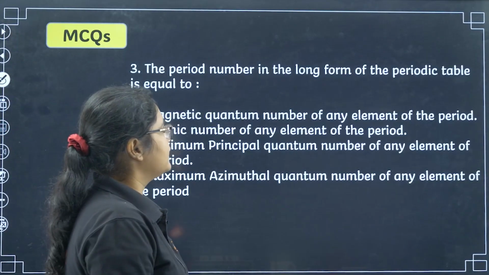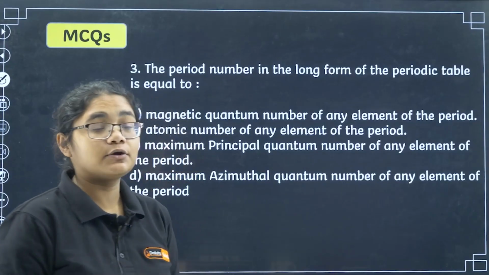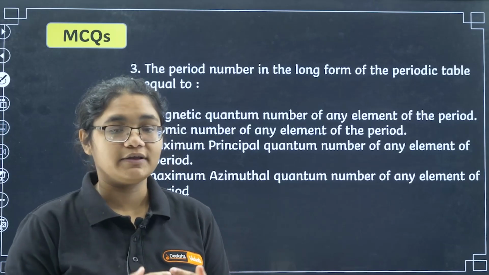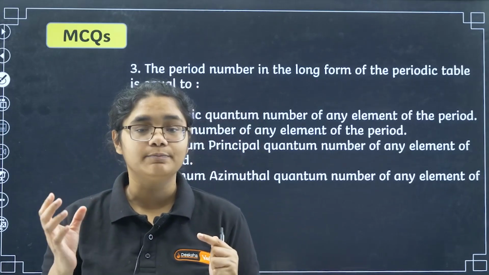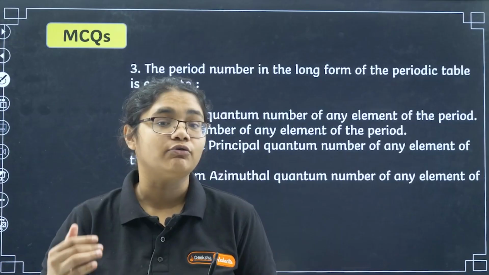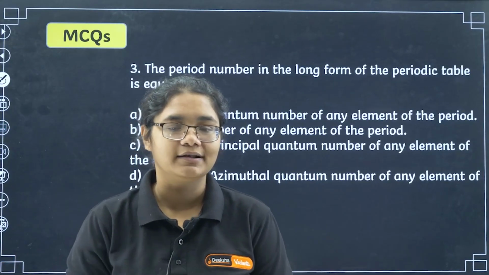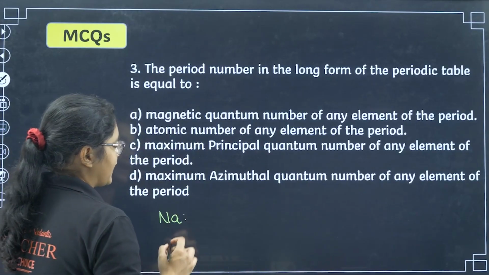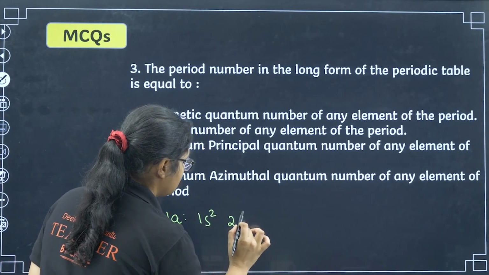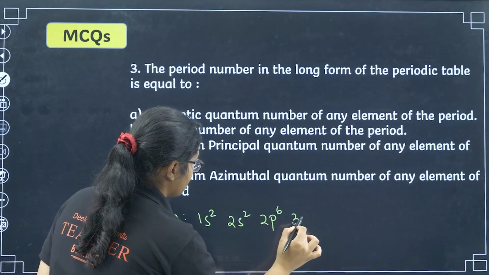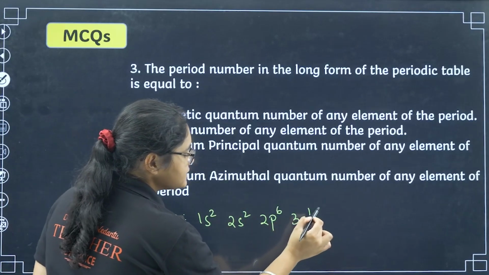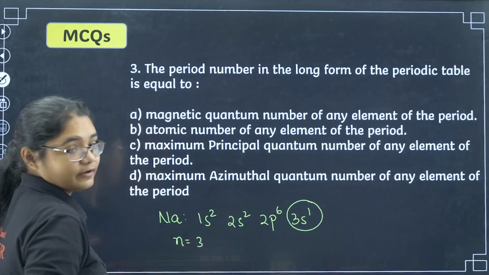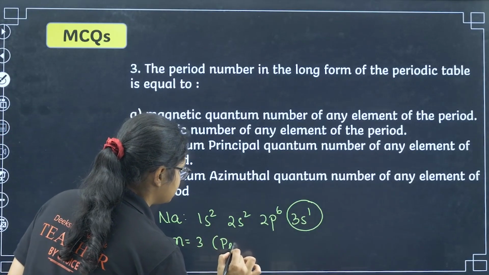Next, the period number in the long form of the periodic table is equal to. We can determine the period number and the group number of an element based on its electronic configuration. How do we do that? Let me give you an example. Let us take sodium. If I write the electronic configuration of sodium, what is the highest value of n? The highest value of n is equal to 3, right? So this highest value of n tells you the period number.